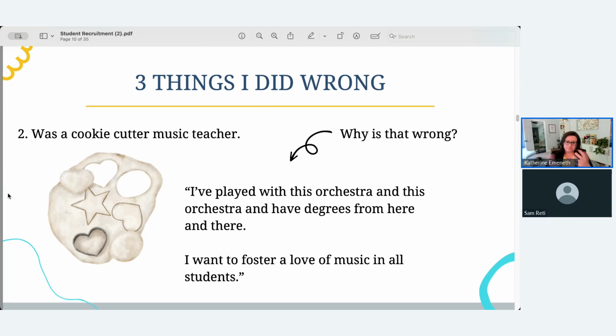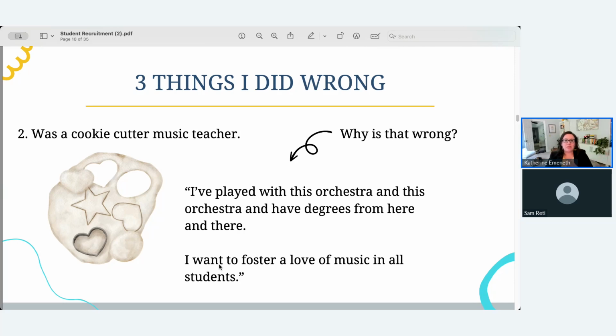So, like when you show up online, what I did as a young 20-something-year-old musician was I would write things like, I played with this orchestra and have degrees from here and there. And I want to foster a love of music in all students. So something I tell the people that I work with is, if I can copy and paste anything on your website and put it on any other music teacher's website, it's not specific enough. And that is one thing that so many musicians and music teachers do wrong when they're trying to recruit, is that they're not standing out.